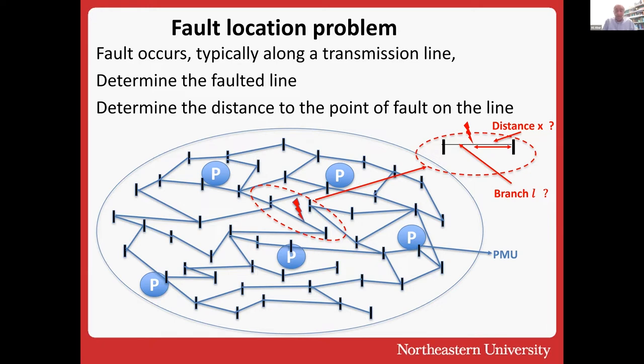The terrain may be rough, especially in rough weather, in the middle of snowstorms and so on. So it's important to locate the fault as closely as possible. It's actually a two-step process. The first thing is to identify the line which is faulted, and then once we know that, we would also like to know exactly where the fault is along that line. So we need to know the distance from one of the terminals of the line to the fault point.